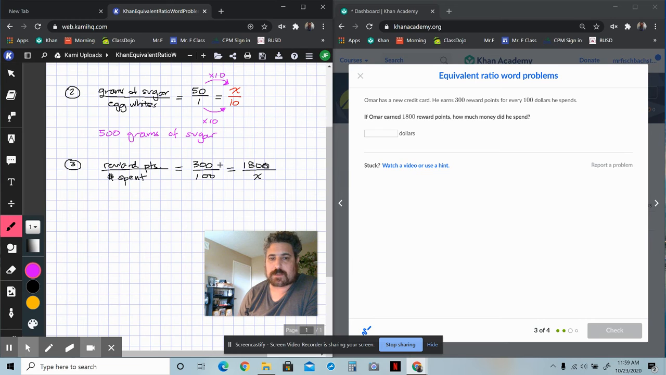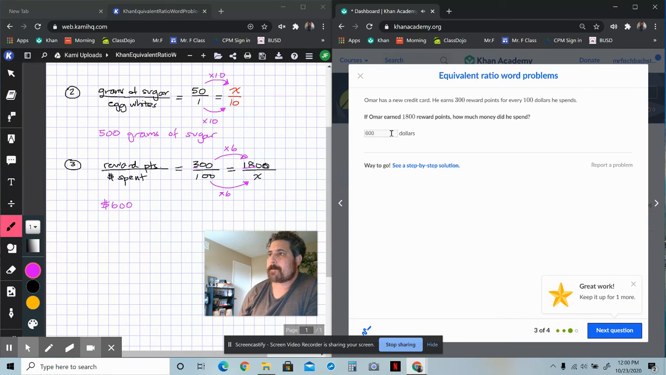And once again, just look at the relationship. 3 times 6 is 18, right? So this is going to be times by 6, because 300 times 6 is 1,800. If you times the top by 6, you better times the bottom by 6. So there you go. What's 100 times 6? $600. And like I said, it was a 3-to-1 ratio anyways, right? So what's 1,800 divided by 3? That's going to be 600, right? So either way, you're going to get 600. So he spent $600. That's how much money he spent.